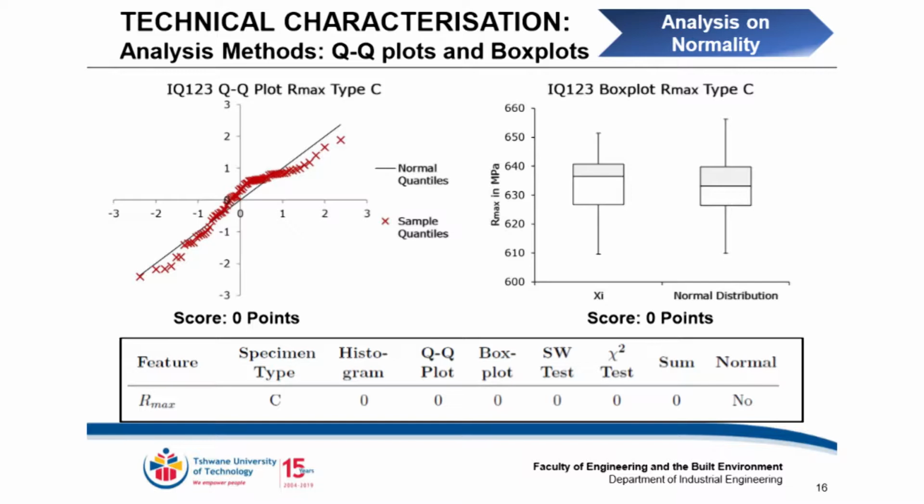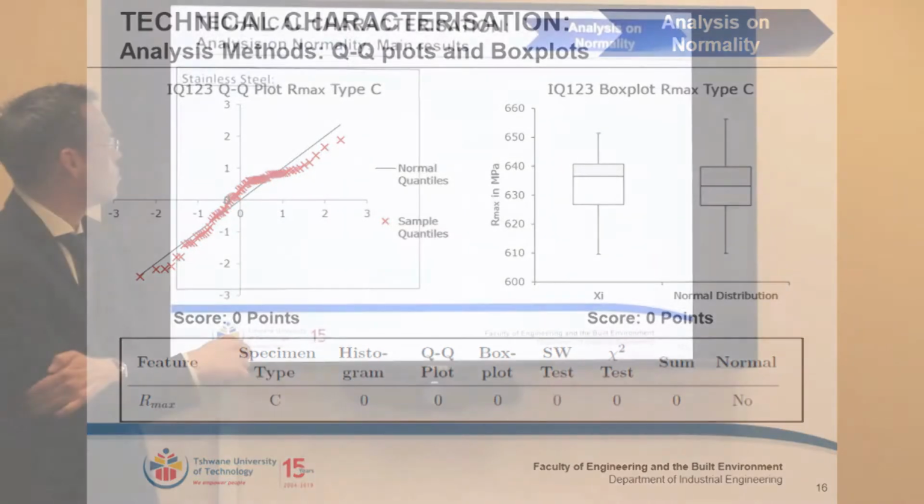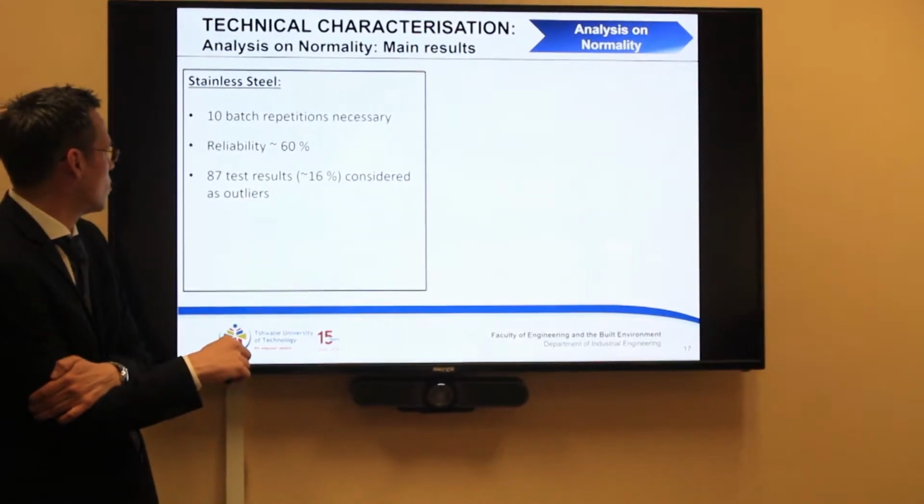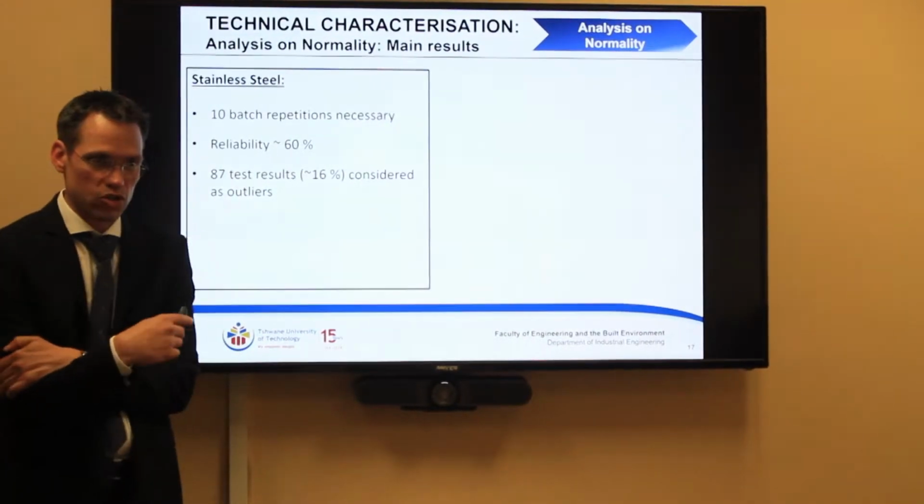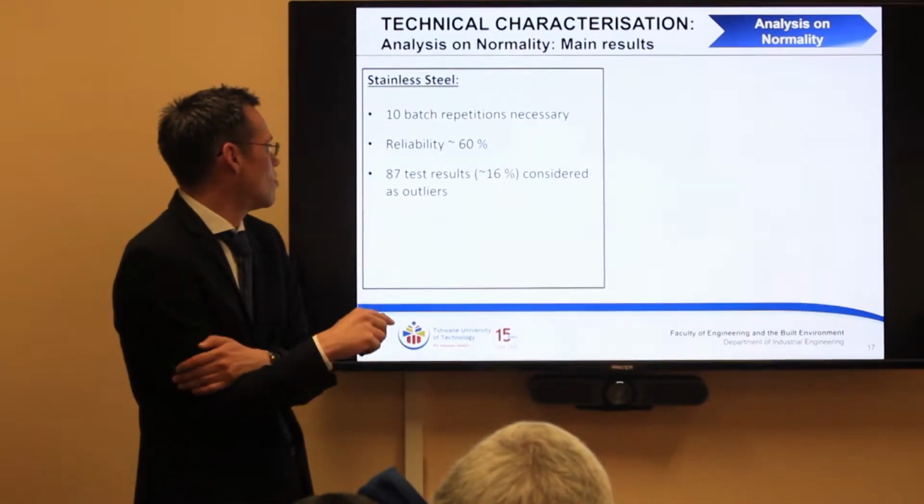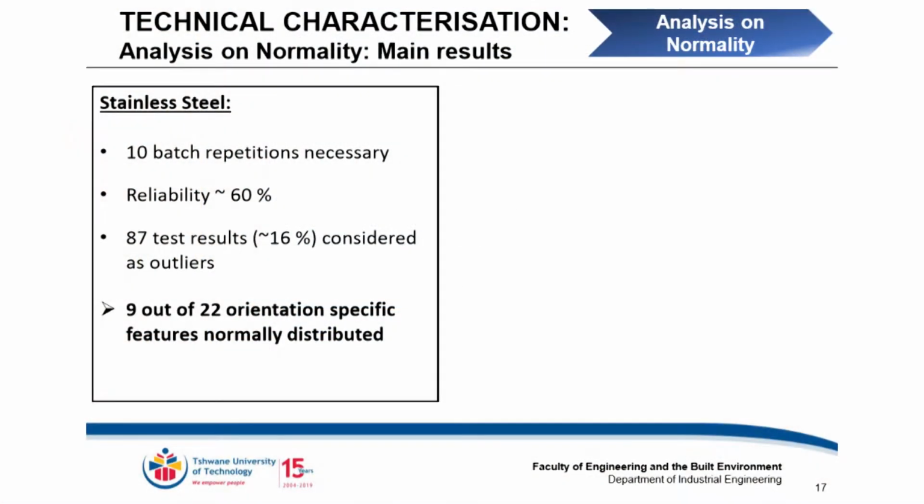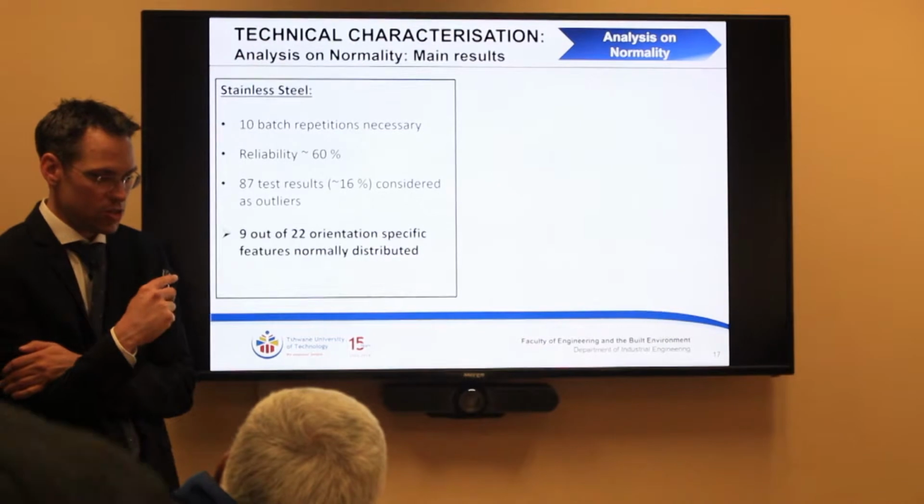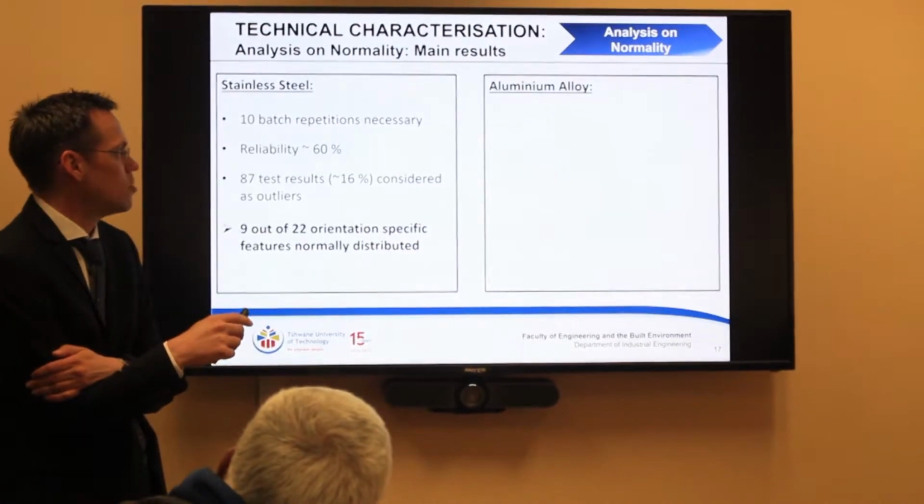So there are many plots, so I won't go through all of them. I will just sum up the main results. Within stainless steel, there were 25 production runs necessary to derive 15 good ones, which gives a process reliability of only 60%. Overall, 87 outliers were removed prior to statistical consideration. Only 9 of 22 orientation-specific features were found to be normally distributed.